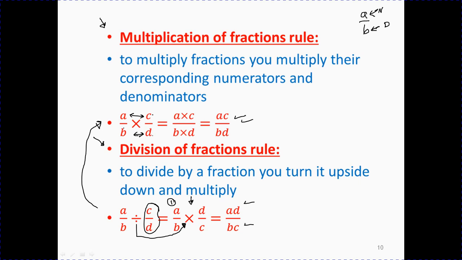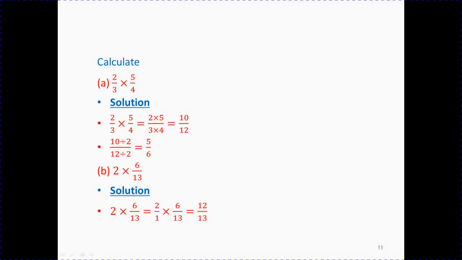As you see, it is also a simple rule. For multiplication and division, it is very simple. There is no problem. It is multiplying numerator by numerator and denominator by denominator. Now we want to calculate 2 over 3 times 5 over 4, numerator by numerator, denominator by denominator. So you multiply 2 times 5, this is 10, and 3 times 4, this is 12.